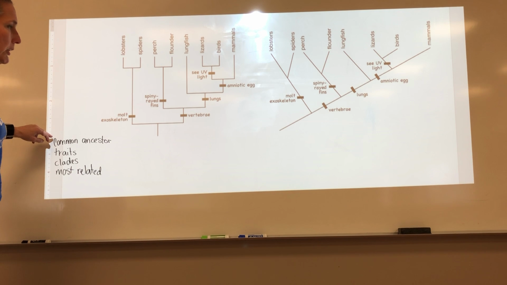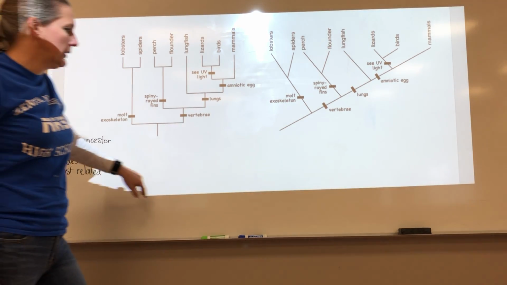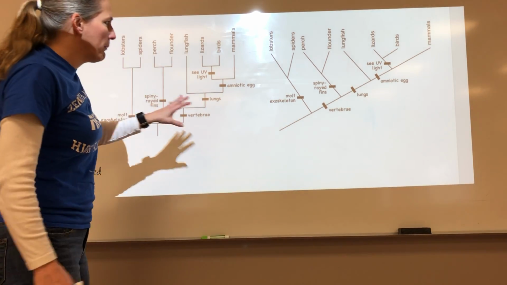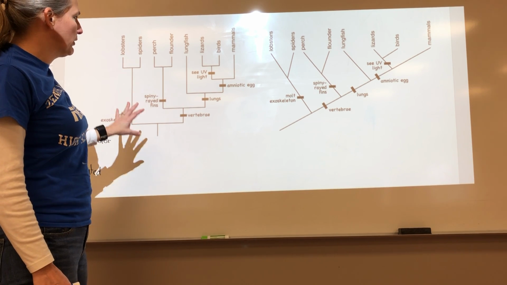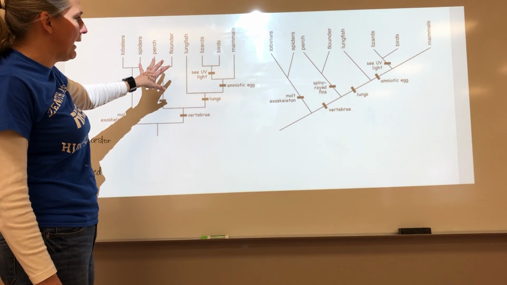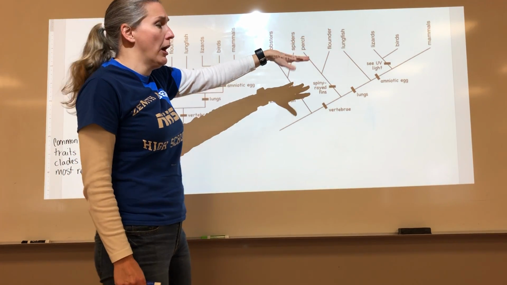So some things that I wanted to go over how to do is common ancestor, how to figure out what traits it has, this word called clades, and how to figure out which things are most related, because that's probably the type of questions you're going to see. So what I did is I put this one up. This is the same exact information, but it's in 2 different layouts. So this is more like a tree layout, and this is the most common layout where it just kind of goes left to right up a hill.